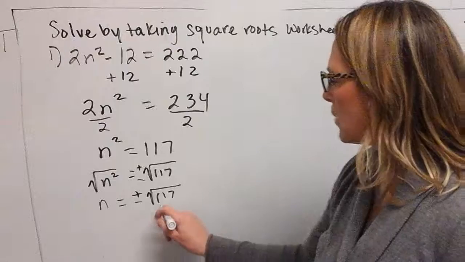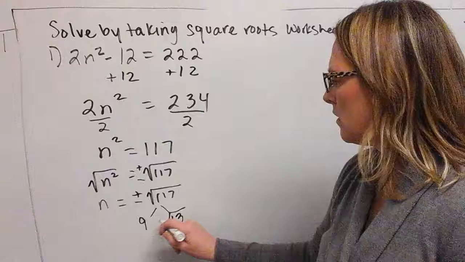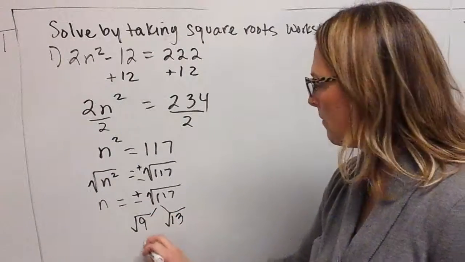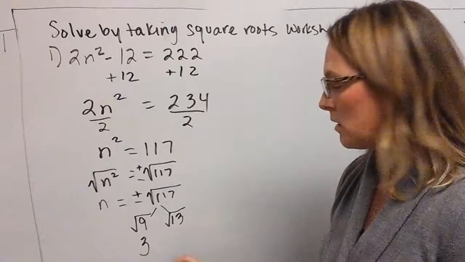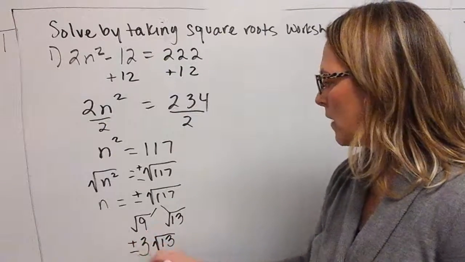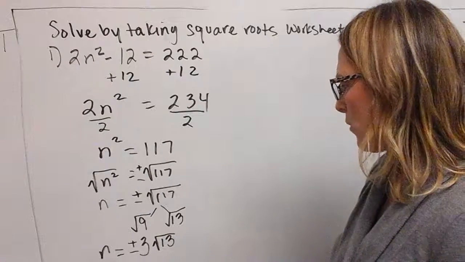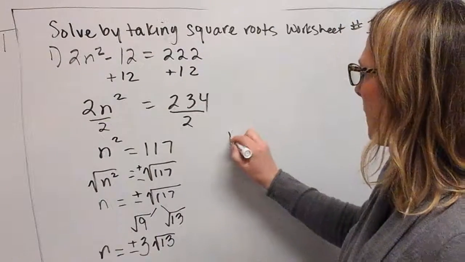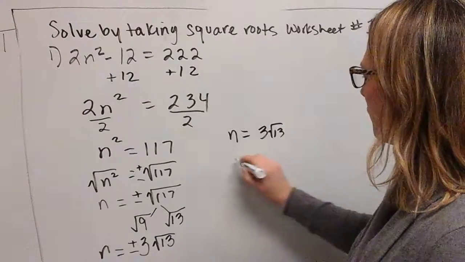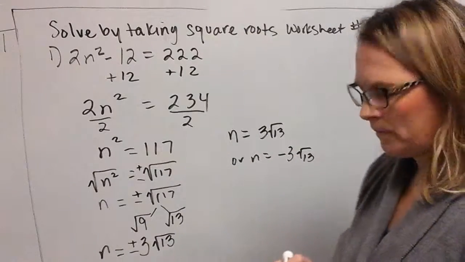Now 117 is actually divisible by 9 and divisible by 13. So if I want to reduce the radical, I would have the square root of 9, which is 3, and the square root of 13, which is not reducible. So this would be n equals plus or minus 3 root 13. You could leave it like this, or you could say n equals 3 root 13, or n equals negative 3 root 13. So those are your solutions.